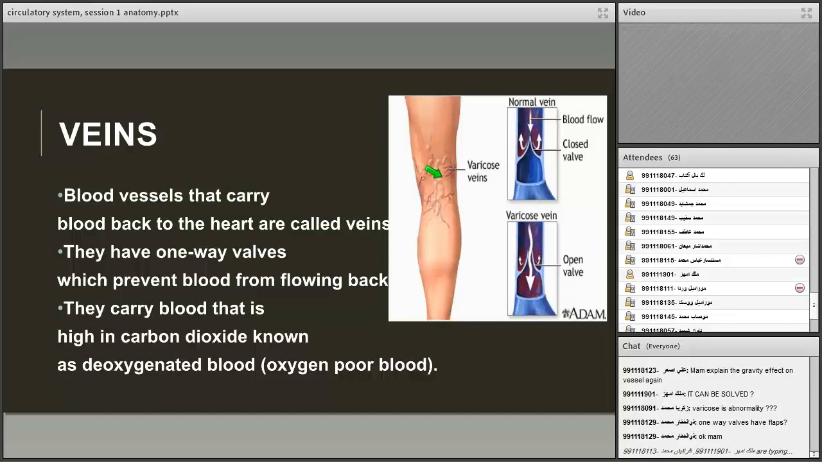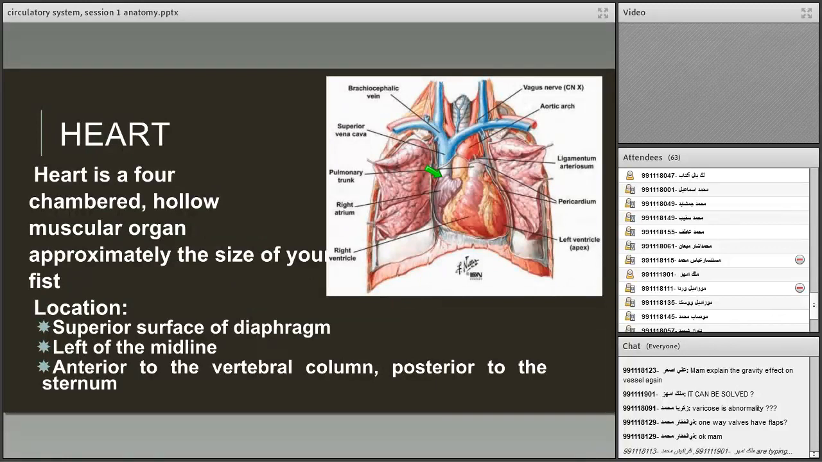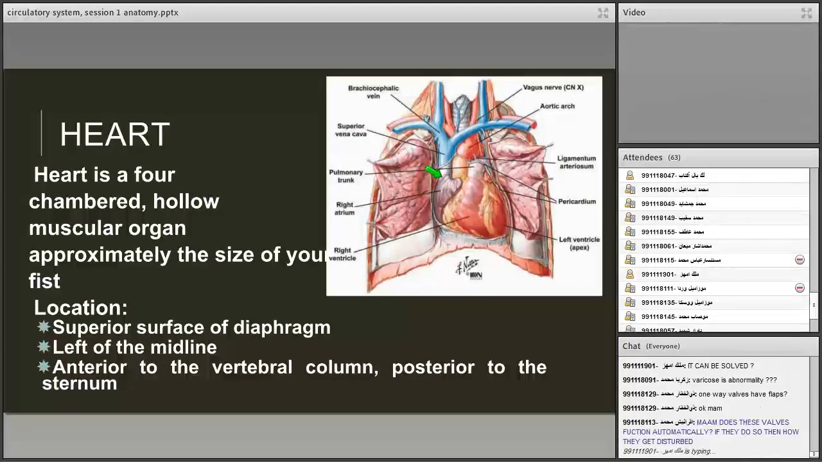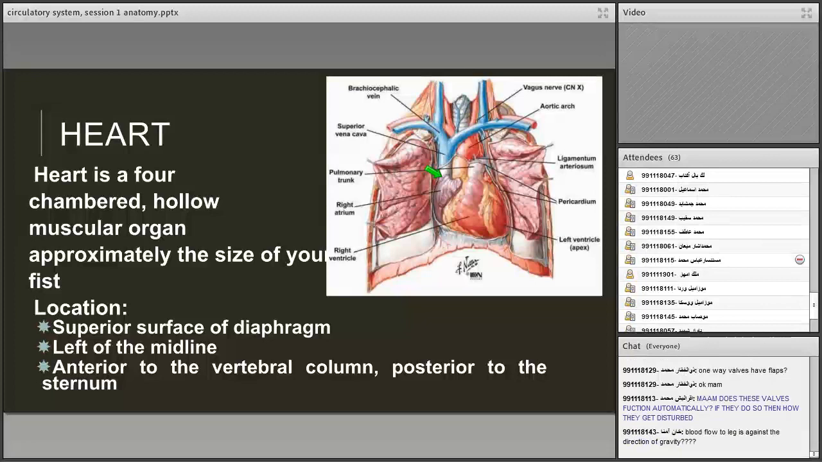So, the veins have deoxygenated blood and they are carrying this kind of blood to the heart. Now we are going to talk about the heart itself. In each part I will explain the vessels, the blood again, okay?